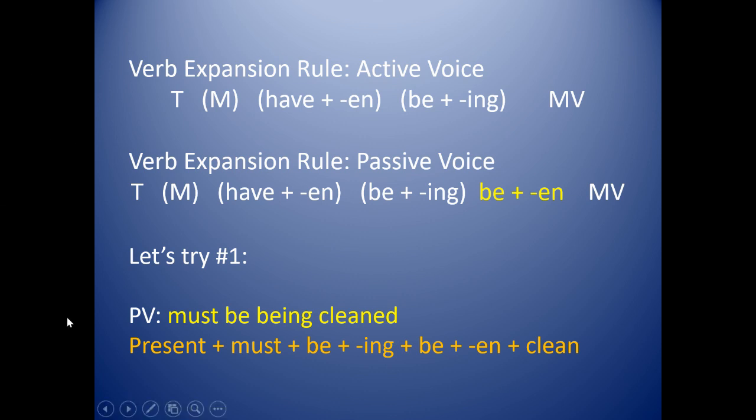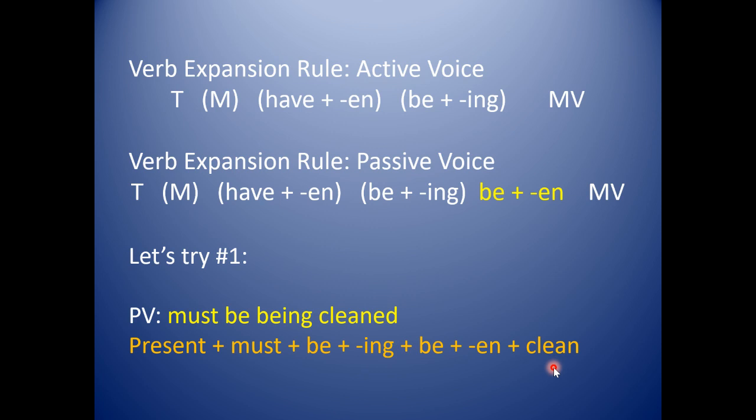So I have, let's see if I get my pointer to show up here, everybody. Let's do that. My little laser pointer. So here's the present of must. I have a modal, so that gives me must. There's no have. There's an ing with being, so I get to write be plus ing. I always include the be plus en, and my main verb is clean.